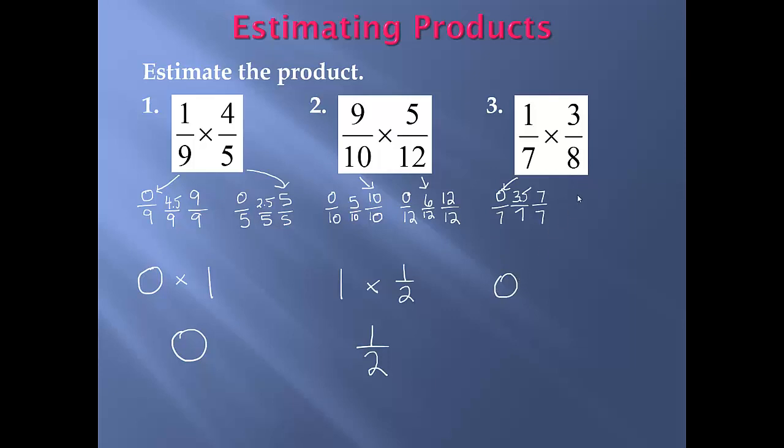Now we'll look at 3/8. 0/8 would be 0, and 8/8 would be 1. Now to figure out what 1/2 would be, we find half of 8, which is 4, so 4/8 would equal 1/2. 3/8 is closest to 4/8, and 4/8 was 1/2. So now we're going to multiply 0 times 1/2, and that is 0.